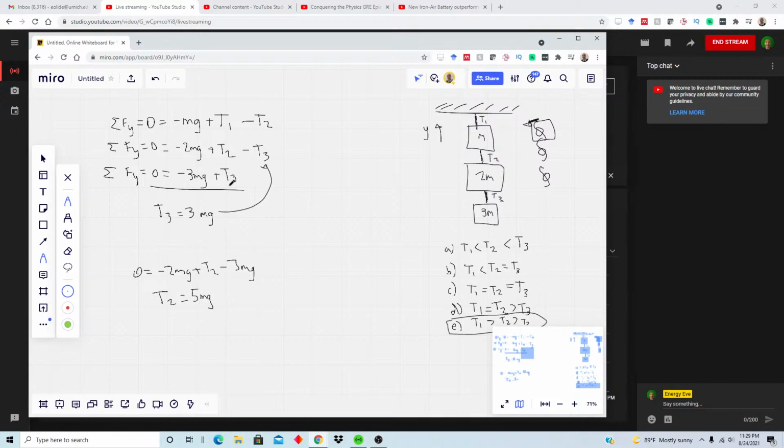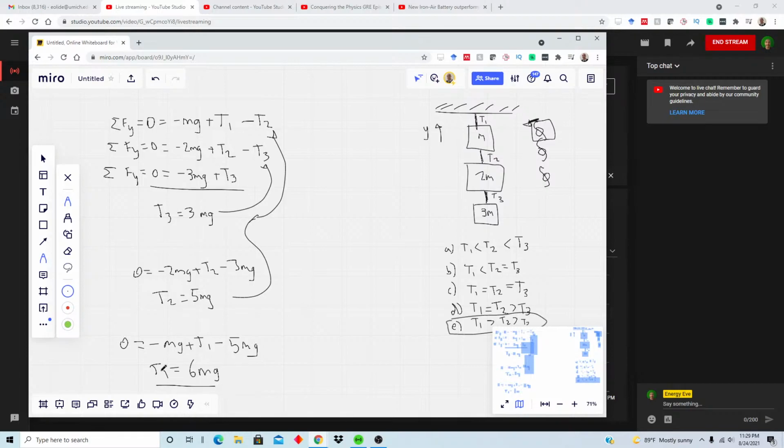Now that we have T3 and T2, we can plug these into this one over here. We have 0 is equal to minus mg plus T1 minus 5mg. When we solve for this, we get T1 is equal to 6mg. As we can see, T1 is in fact greater than T2, which is in fact greater than T3. So this is just a quick calculation on how you could work this hanging block problem.